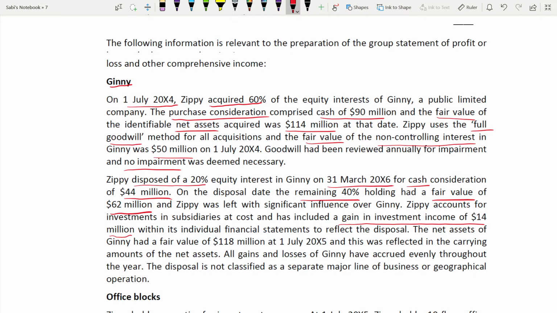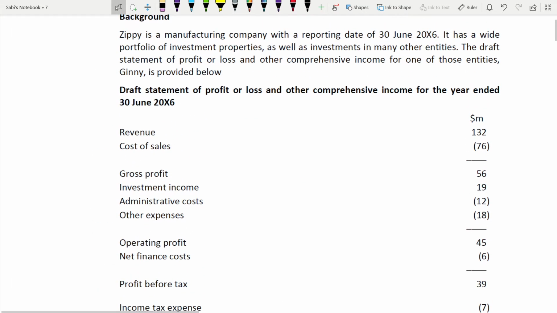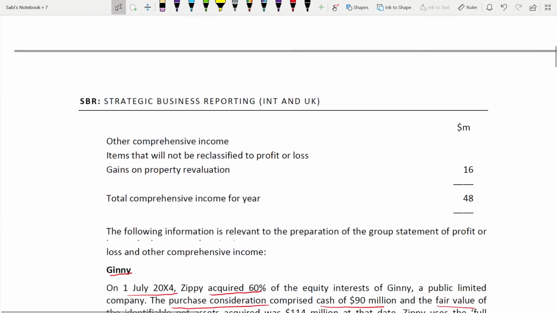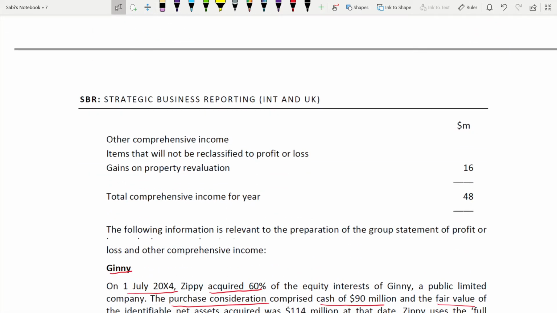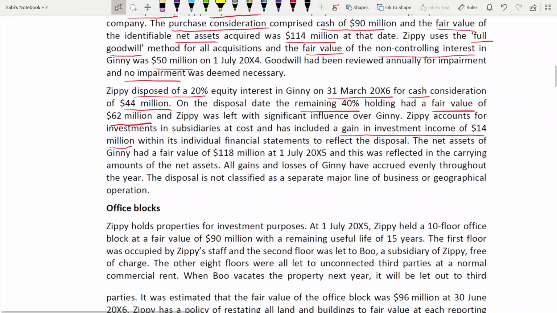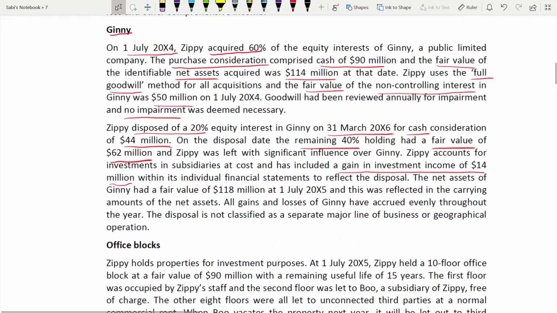Okay. Nowhere are the individual financial statements given. If you see up, okay, it is not given. You have been given the comprehensive profit and loss and other comprehensive income. You have not been given the individual financial statements. It is explained in this paragraph. So through this paragraph, you know individually what they have written. Okay, Zippy. Okay, this is not the consolidated. Only Zippy recorded that investment in subsidiaries is at cost, and also there's a gain in investment income in Zippy's individual account of 14 million. Okay, because there was a disposal, so relating to that disposal, there's an investment income of 14.